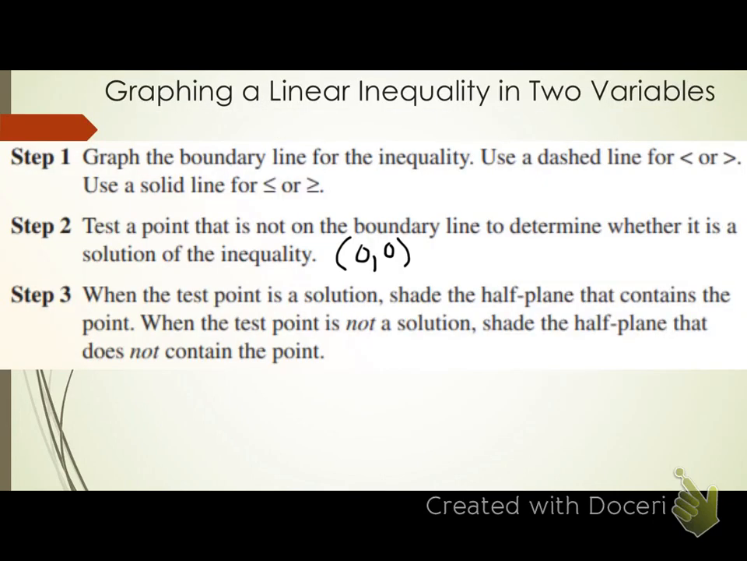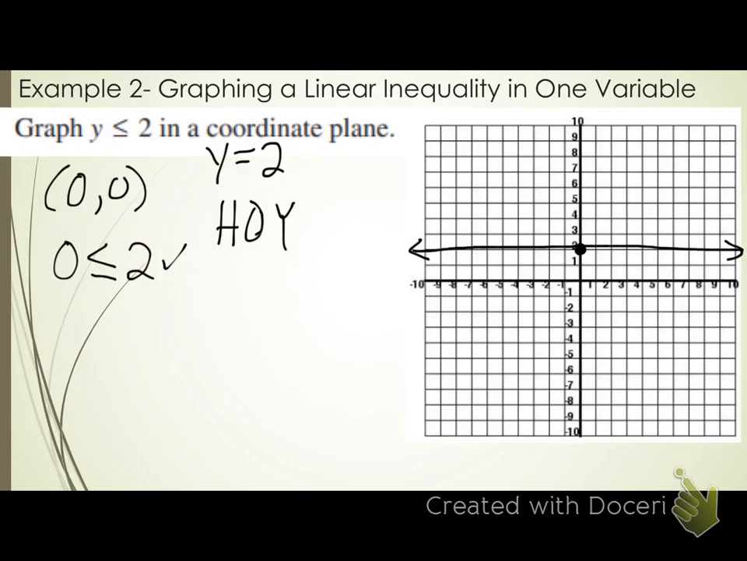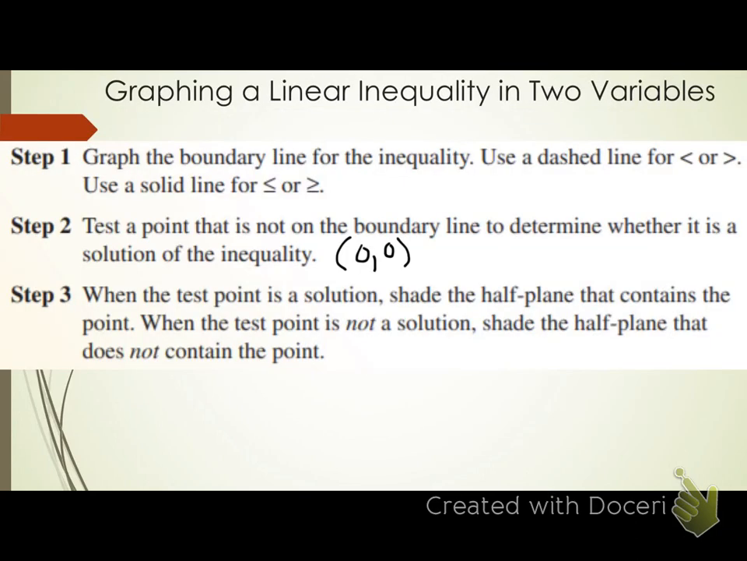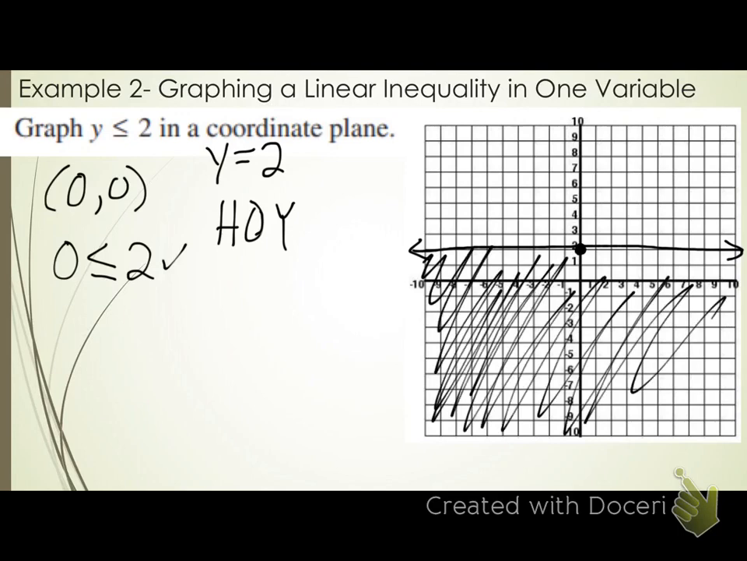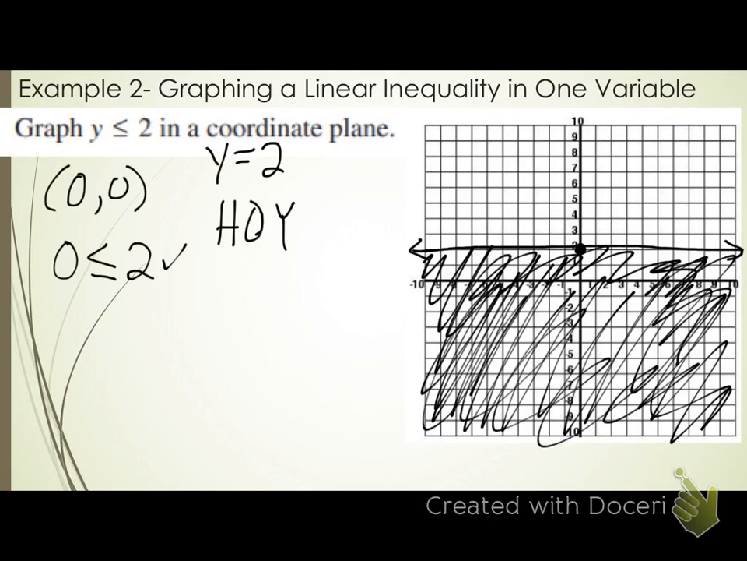So step 3 tells me when the test point is a solution. Our test point is a solution in this case, correct? So when it is a solution, shade the half plane that contains the test point. So I'm going to shade this half plane that contains 0, 0. You don't have to shade in every single square. Just make sure you shade it all so I know which side you're shading. I'm now done with the problem. There's my graph of y is less than or equal to 2.